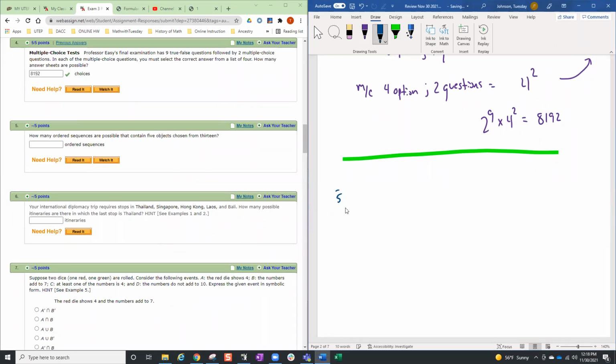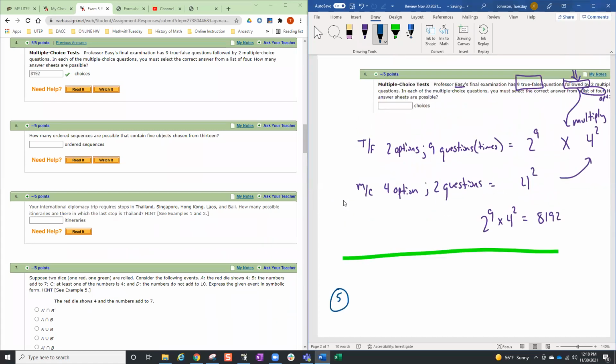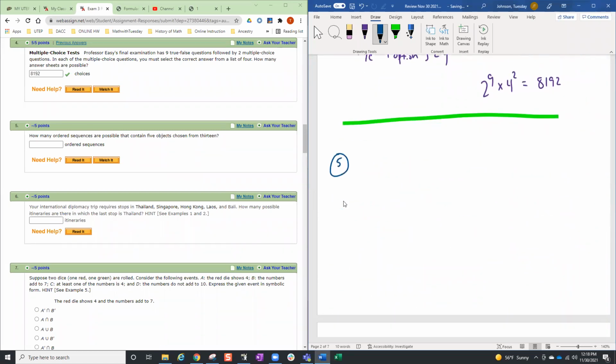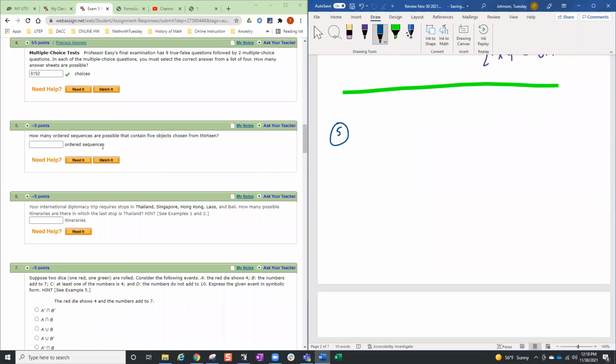All right. We're on number 5. How many ordered sequences? So as soon as I see ordered, I'm thinking permutation. Permutations are races. It's where order matters. First place is different from second place is different from third place. We're not looking at a committee.